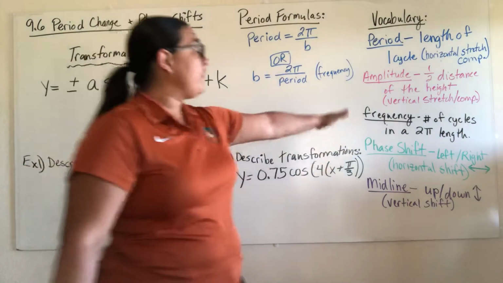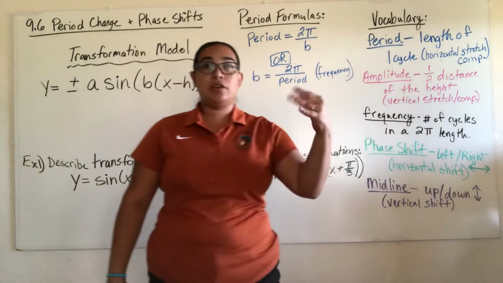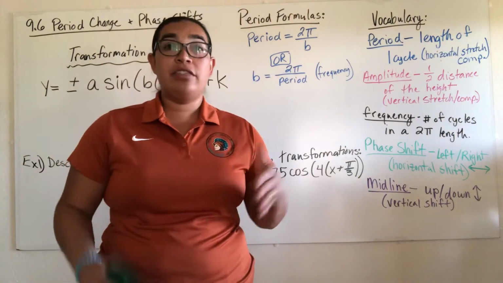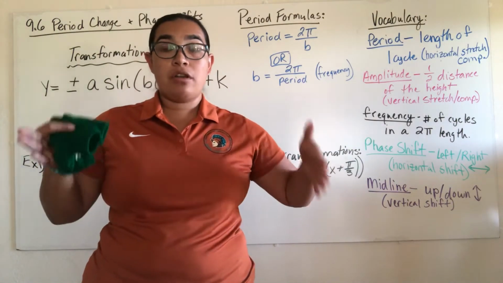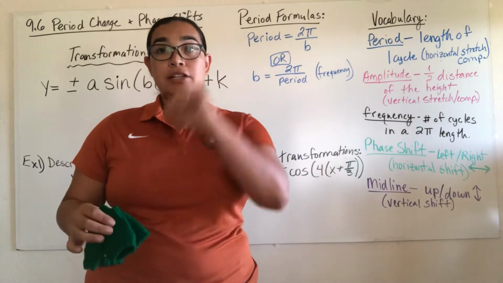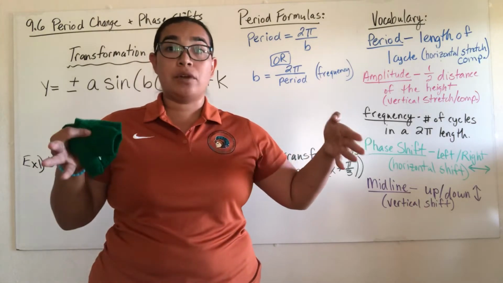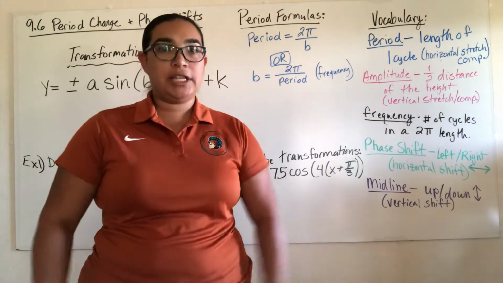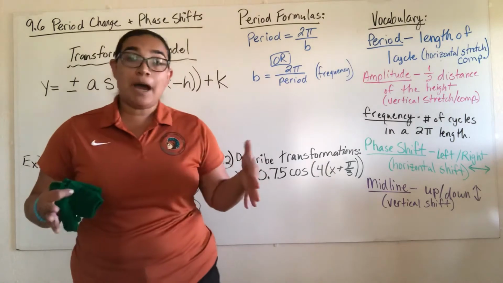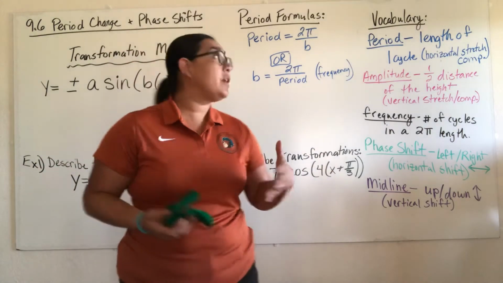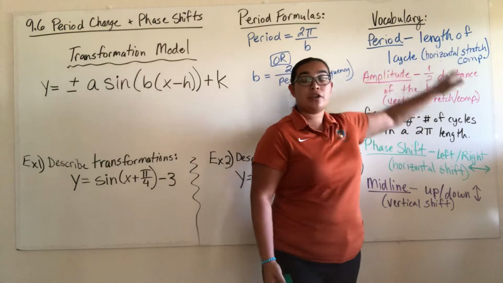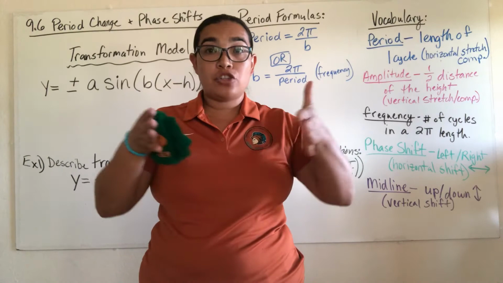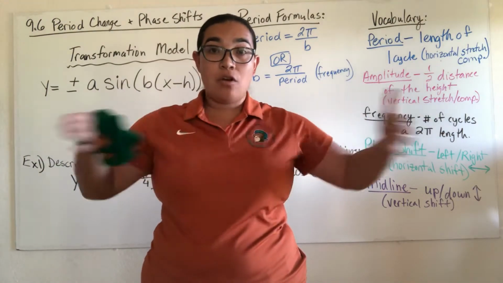So over here, we've already talked about your period. In the last unit, we talked about how period really has to do with the length. How long does it take for your cycle to complete, going from center, high, center, low, center? That's one cycle. In the last unit, everything was 2 pi, but now we're changing the game. Not everything is going to be length 2 pi, because they're going to do what we call a horizontal stretch or compression. That means they're taking your wave and either stretching it out or compressing it in a horizontal way.